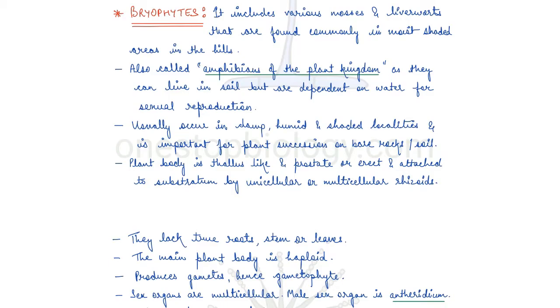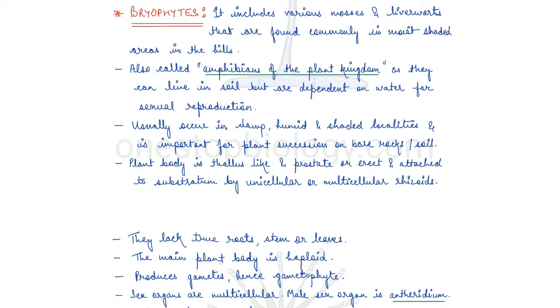They lack true roots, stems or leaves, but when you see the structure of a bryophyte, somehow it resembles a true plant body. So they lack true roots, stems and leaves. Their plant body is haploid. They produce gametes, and the sex organs are multicellular.